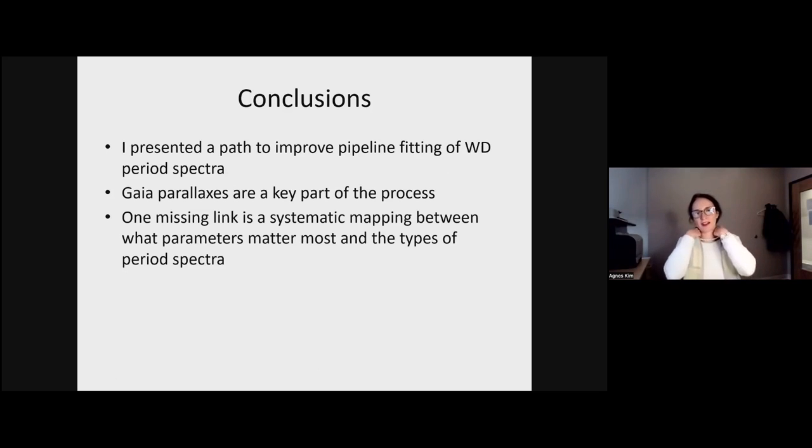So in conclusion, I hope I presented a path to improve pipeline fitting of white dwarf pulsation spectra, and part of this is to increase our confidence in the accuracy of our results. The Gaia parallaxes are a key part of the process, and if we want to really do this faster, like automate, I think we really need to have a systematic mapping between what parameters matter the most and the types of pulsation spectra we have.